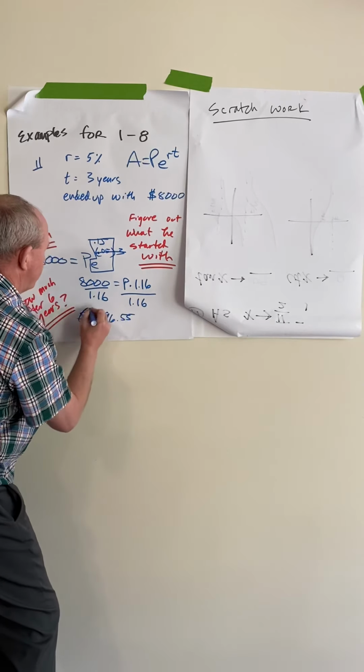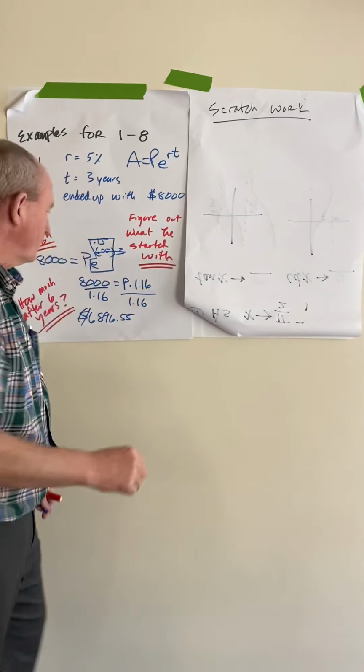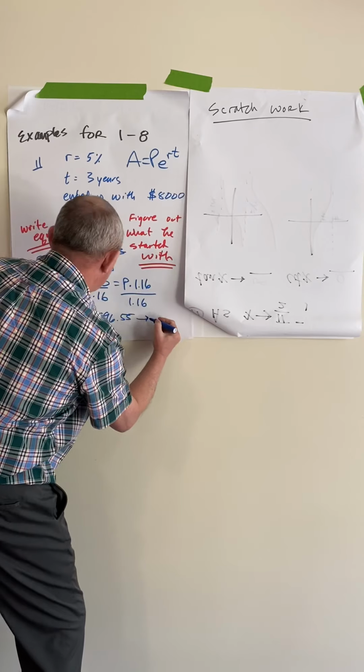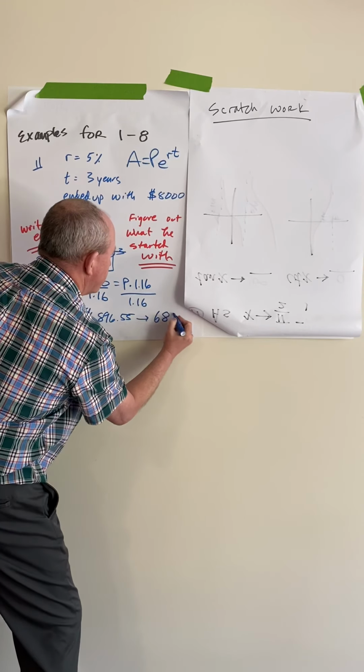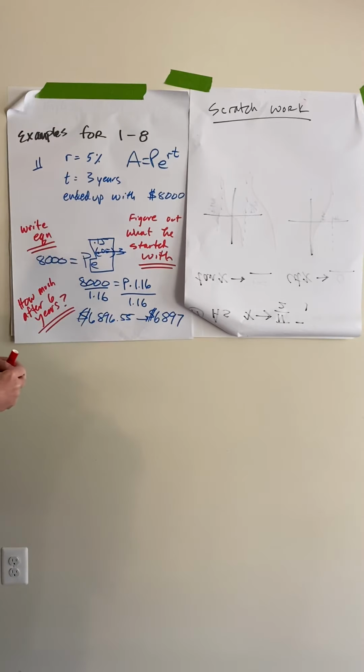$6,896.55. Now, the problem on the review guide says round to the nearest dollar. So that's what we'll do here. We round that to the nearest dollar, we get $6,897.